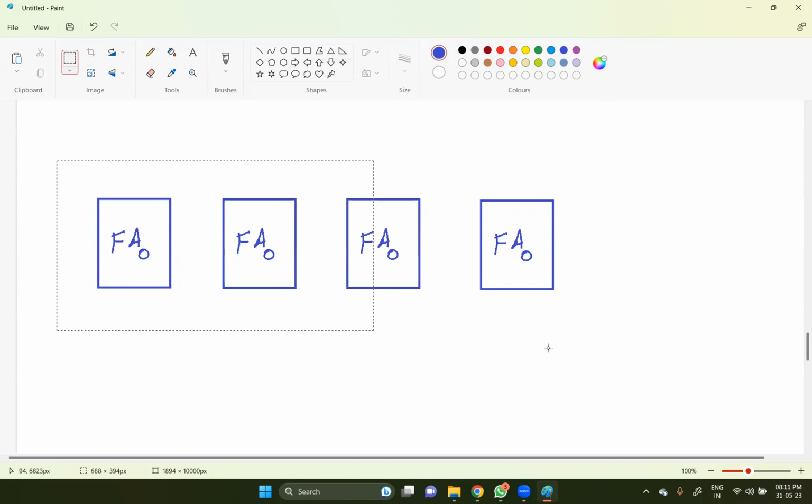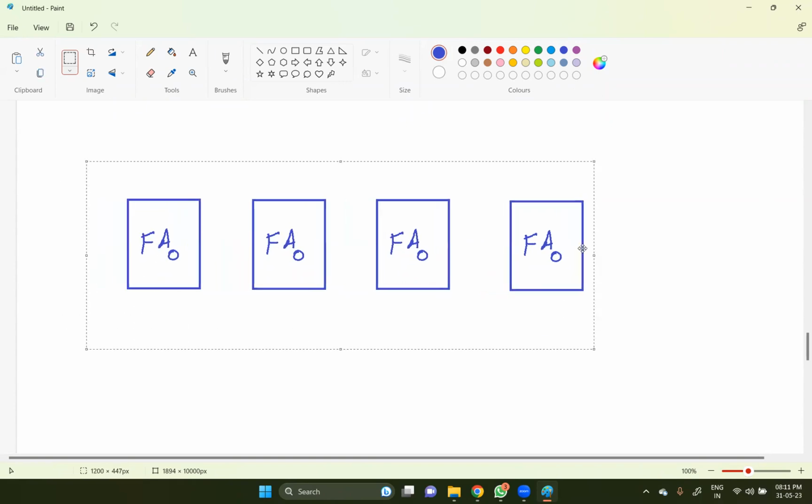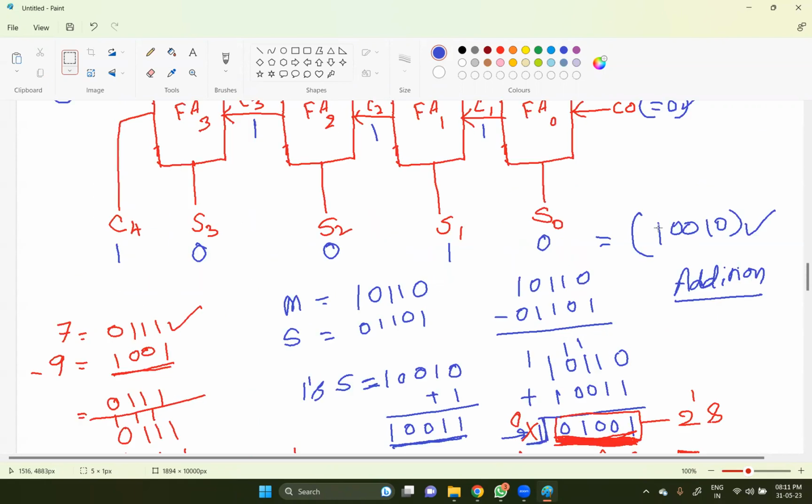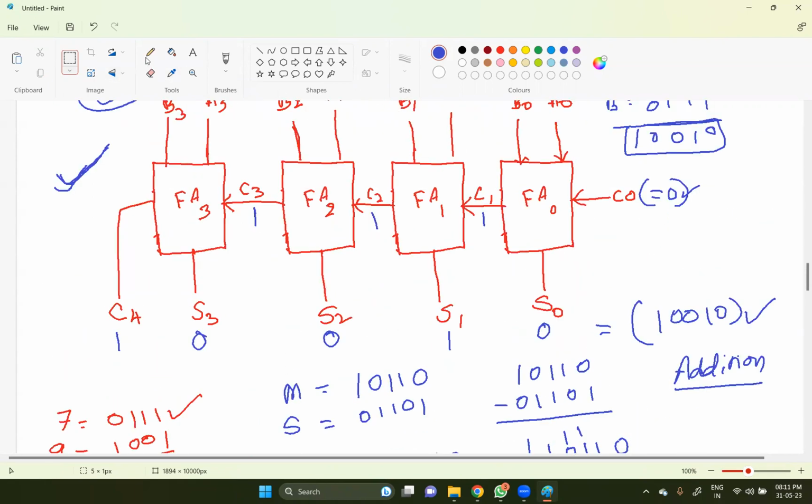Now, how could you make this particular thing possible here in 4-bit positive adders? In 4-bit positive adders, the C0 input is always equal to 0, that's what I have told you. The C0 input is always equal to 0 here.